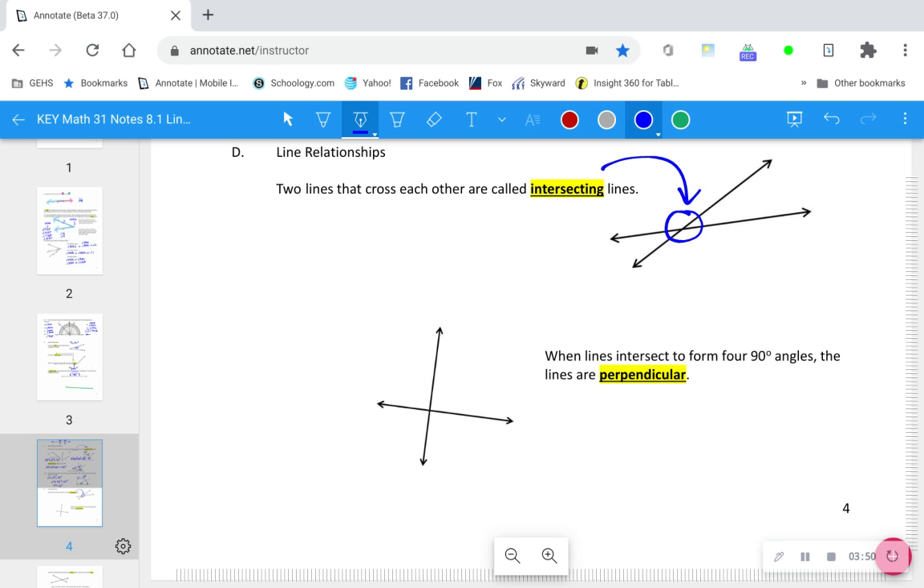And if they cross at 90 degrees, we've got four 90-degree corners here. That's one way to mark it. I'll show you another way in a second. So let me erase that way, and I'll show you another way to mark them as being 90-degree corners. Just put a little square in the corner. And those are said to be perpendicular lines.